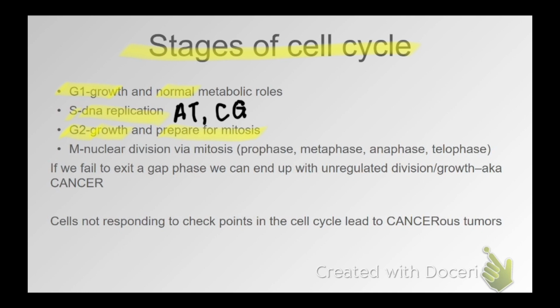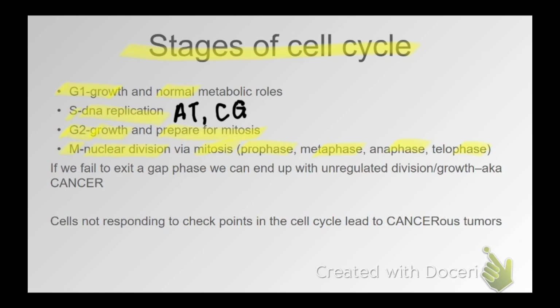M is mitosis, which is where the nucleus divides. It's mitosis. It has 4 parts. They are prophase, metaphase, anaphase, and telophase. We're going to go into each one of those steps in detail today. Here's what you need to know.